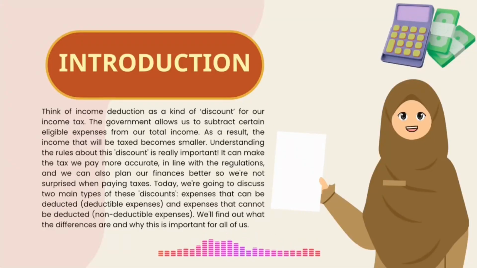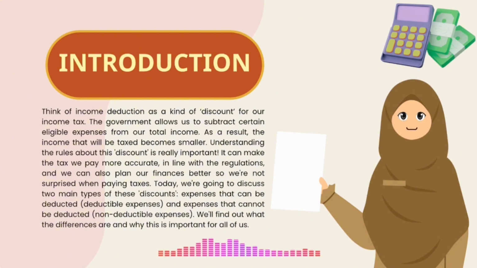Think of income deduction as a kind of discount for our income tax. The government allows us to subtract certain eligible expenses from our total income. As a result, the income that will be taxed becomes smaller. Understanding the rules about this discount is really important. It can make the tax we pay more accurate, in line with the regulations, and we can also plan our finances better, so we are not surprised when paying the tax.